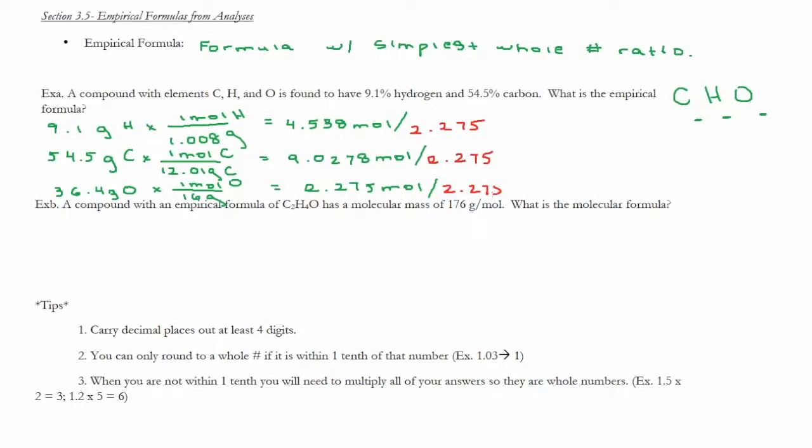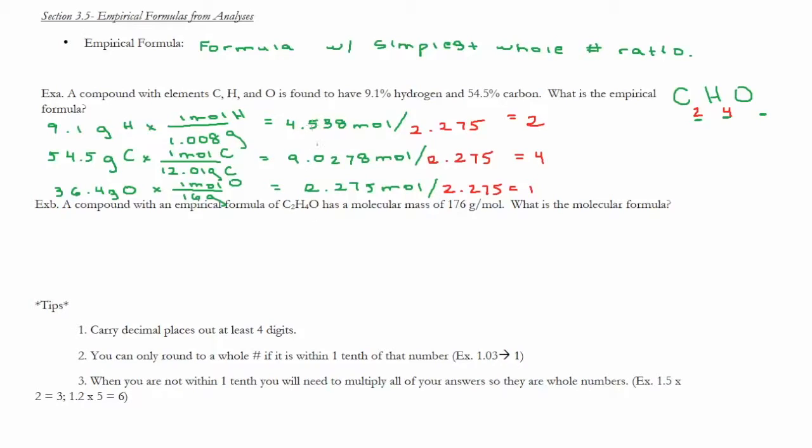And then I'm going to write out my number of moles. So here this becomes 2, that becomes 4, and that becomes 1. And so this becomes C2H4O, because it's a 1. Alright? Really quickly, I'm going to skip B, I'm going to go to your tips.